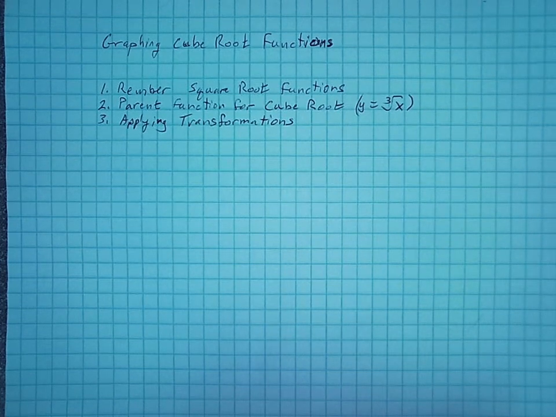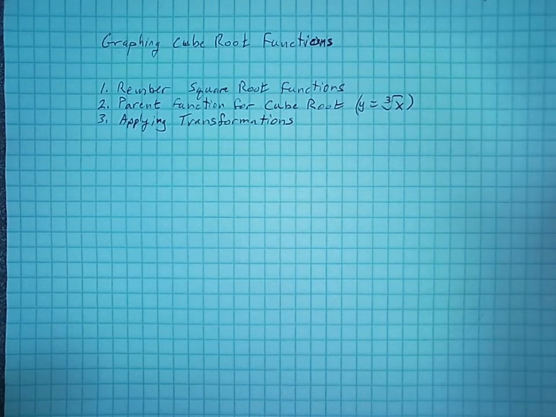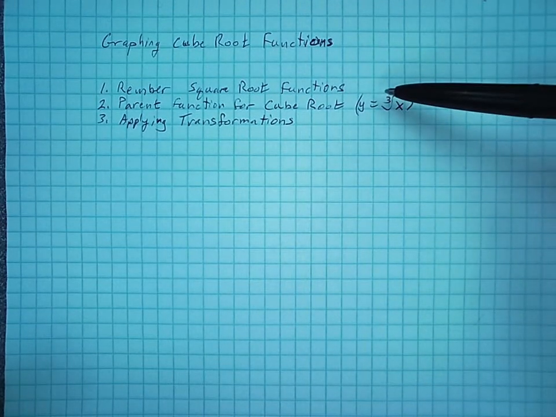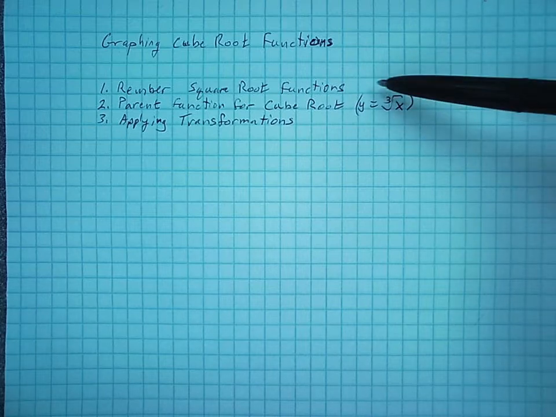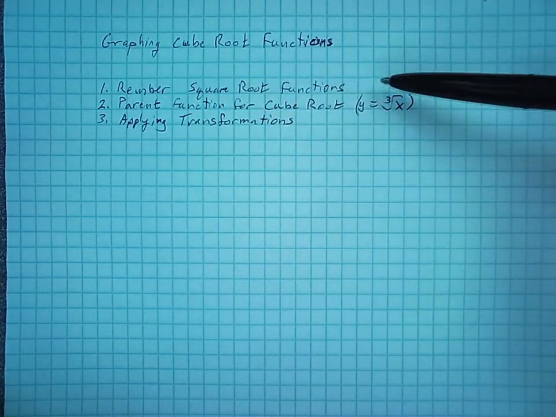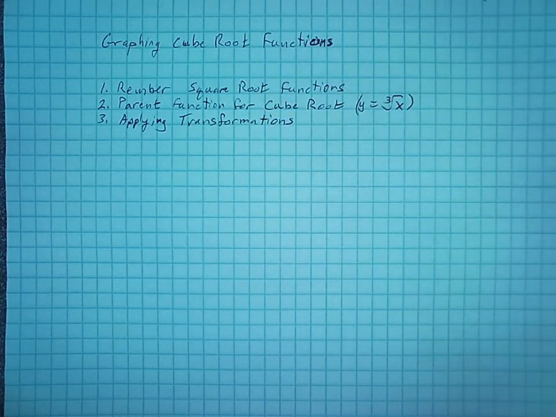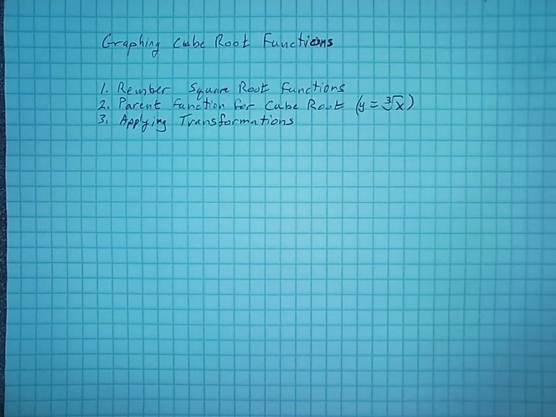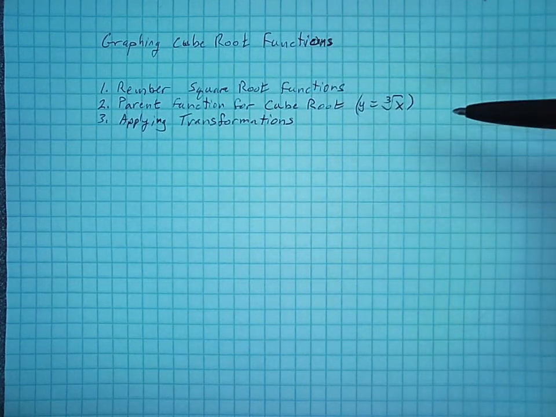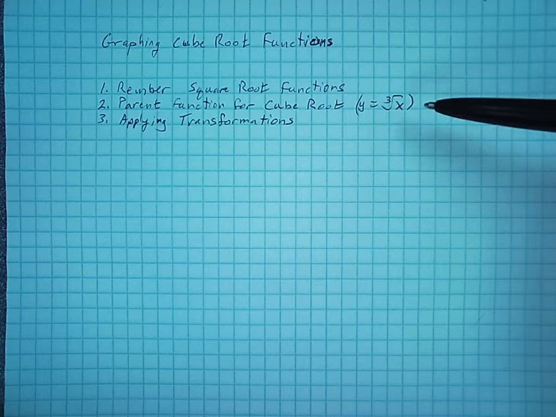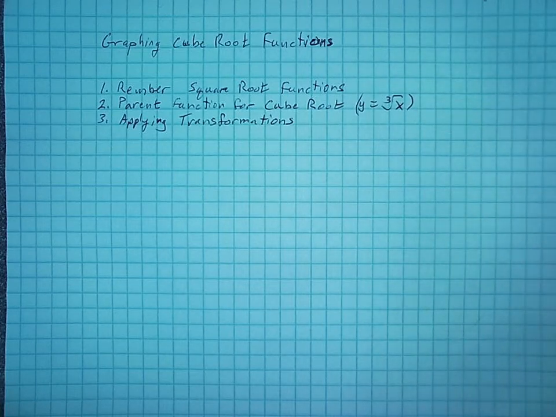Today we're going to be talking about graphing cube root functions. First we're going to talk about square root functions, which is what we did in our last lesson. We'll review that just briefly because a lot of the things we did apply to cube root functions. Then I'll introduce the parent cube root function, which is just y equals the cube root of x. We'll find some points on it, which will help us as we move forward. And then we're going to talk about applying transformations.